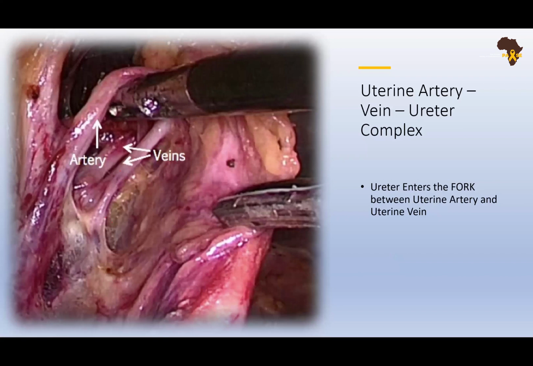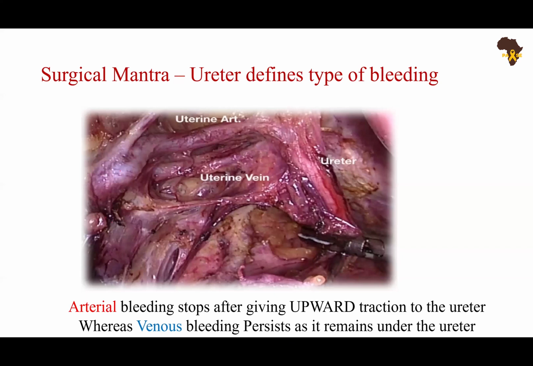Over time, the anatomy has changed a bit. If this is the ureter here, it's now realized that it is not only that the vessels are anterior to it. It's the artery that is anterior to the ureter, but the veins are below the ureter. So the ureter enters the fork between the uterine artery and vein.